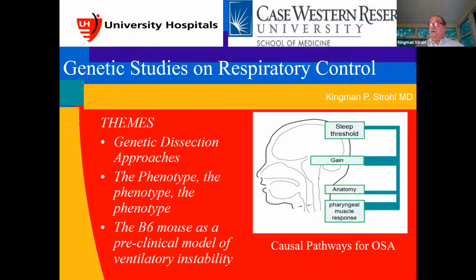So the themes are genetic dissection approaches, the phenotype, which is timely, I think, because people talk about the endotype. And then the B6 mouse is a preclinical model of ventilatory instability. The B6 mouse is a strain of mouse that is commonly used in research for all sorts of things. In the United States, it's the main mouse in which all knockouts are made.